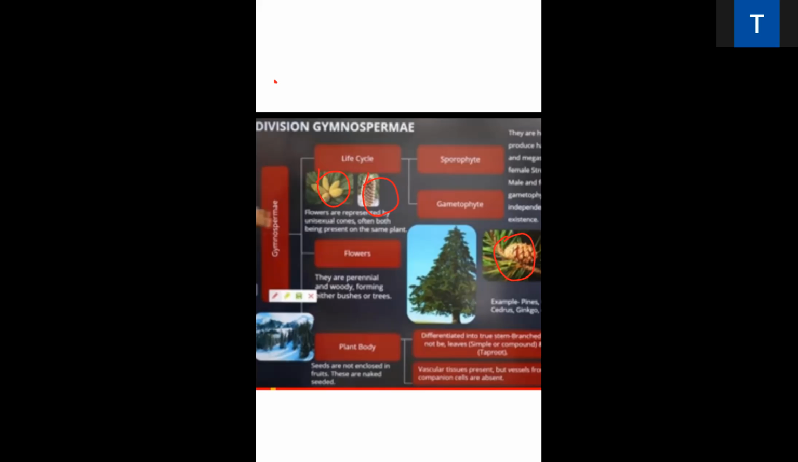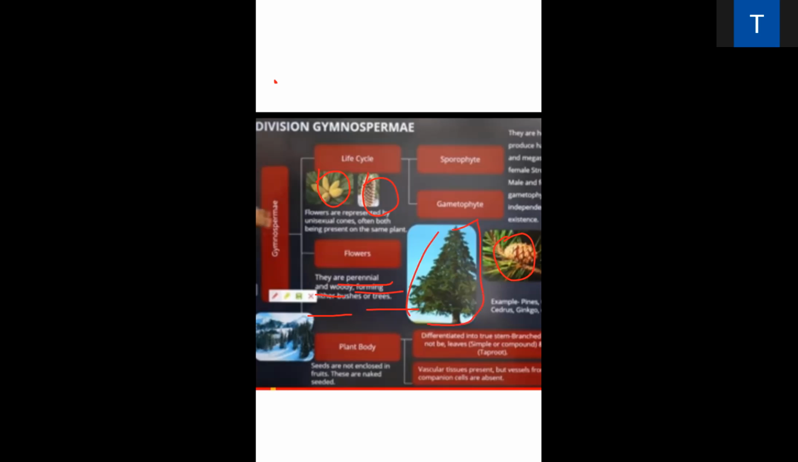One of these plants is present in the FRI, Dehradun, the Forest Research Institute. It is a protected plant. These are perennial and woody, forming bushes as well as trees. Perennial, woody, either bushes or trees. It looks like a Christmas tree.